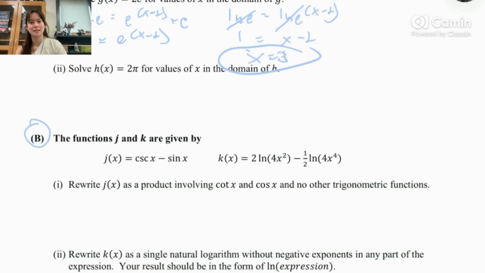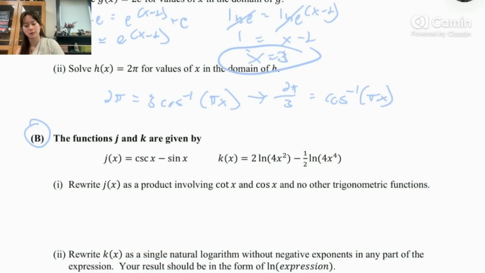And then from there, we're finding h of x when it's 2 pi. So it'll be 2 pi equals 3 cosine inverse, or arc cosine, they're interchangeable, of pi x. And from here, you're going to divide by 3 on both sides. So 2 pi over 3 equals cosine inverse of pi x. And then, again, we have to cross out the cosine inverse, so we're going to multiply both sides by cosine. So cosine of 2 pi over 3 equals cosine of cosine inverse pi x.